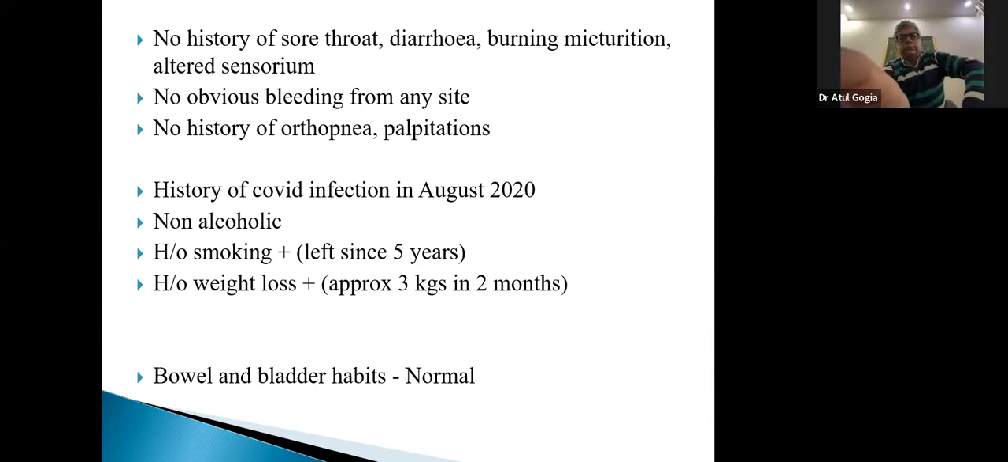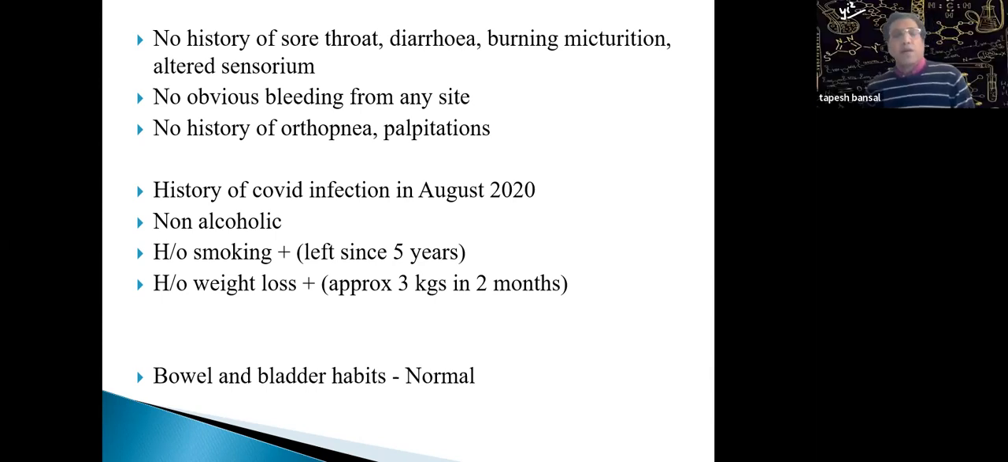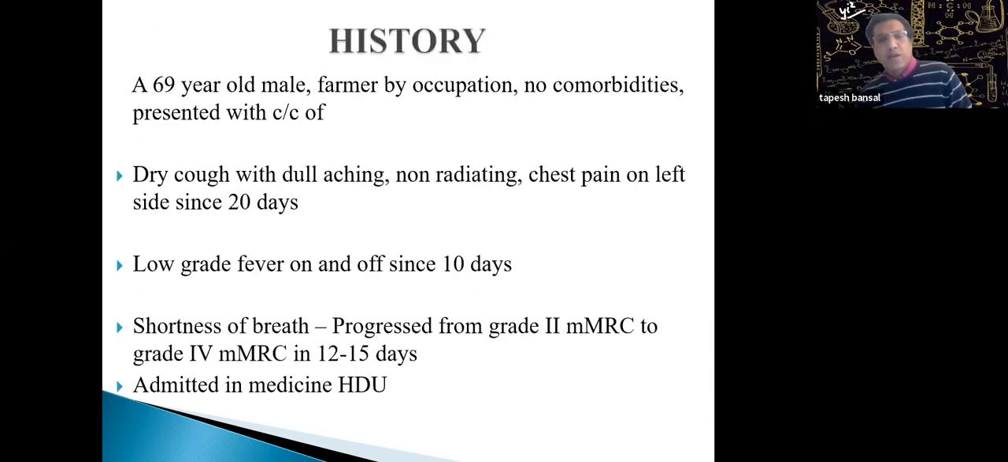None. Okay. So, just go back to the previous slide, Dr. Shipra. Now, we have this patient here who is a farmer. And there's no relevant past history except that in August, he had some COVID requiring oxygen. He was on steroids. So, it was moderate COVID at least. And presumably, we don't have any CTs or X-rays from that time. So he has now cough and chest pain on the left side and low-grade fever and progressive shortness of breath for the last 2 to 3 weeks.